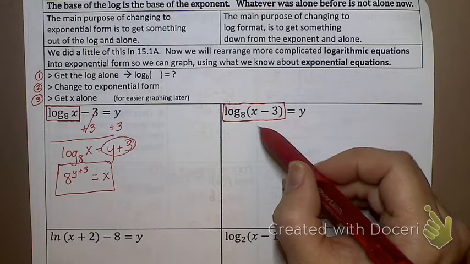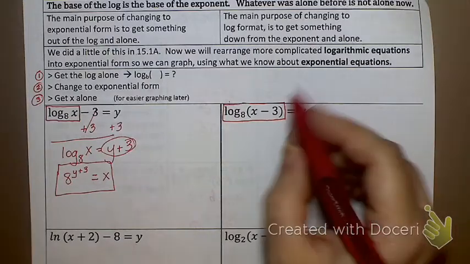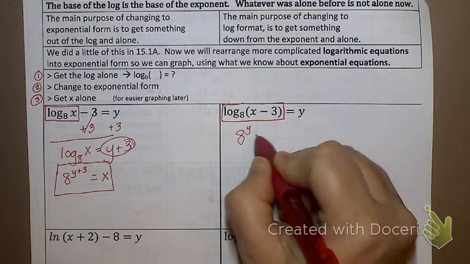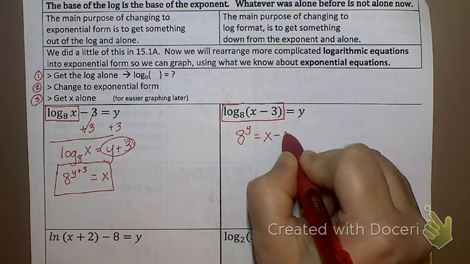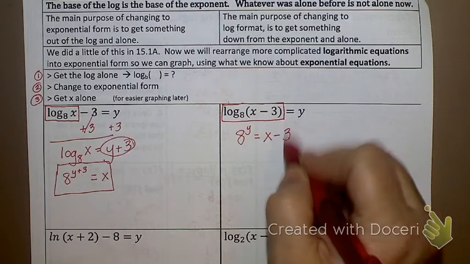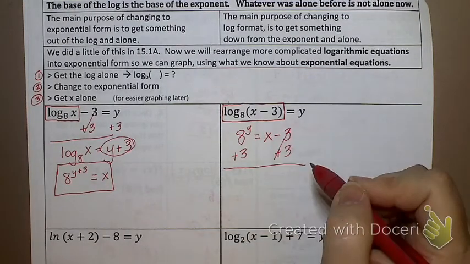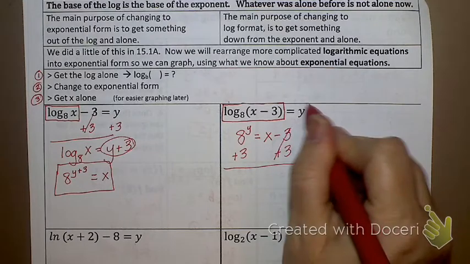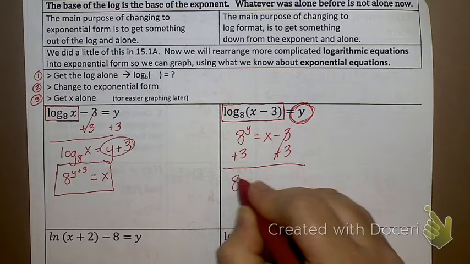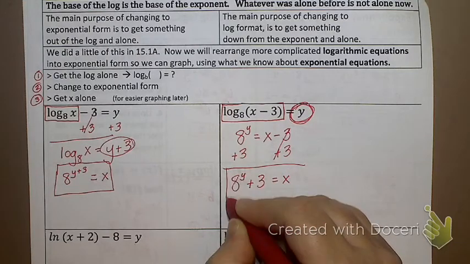Okay? All right, let's see how it looks different when that 3 was a part of the parentheses. My log is already by itself, so what's the next step once the log is alone? Change to exponential form. What's the base? What's the exponent? Equals? Is x by itself? So what do I need to do? Now, when I add 3, does that 3 go up into the exponent or not? No, only this is the exponent. So I have 8 to the y plus 3 equals x.